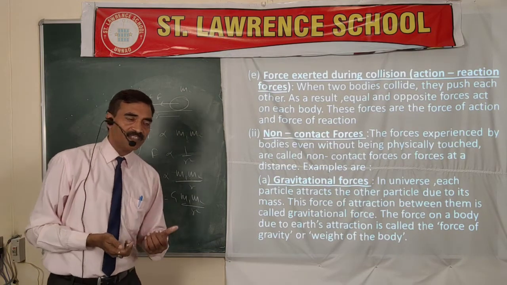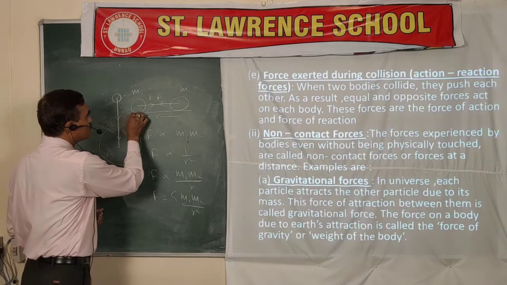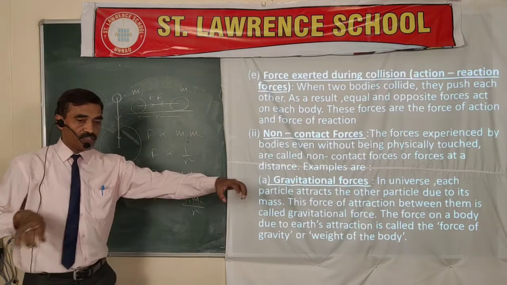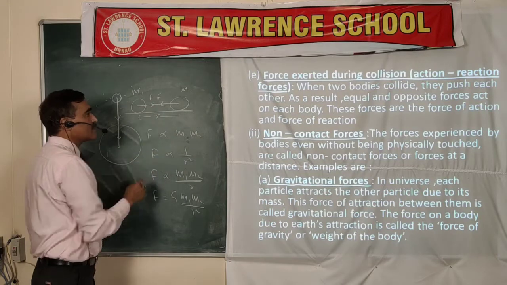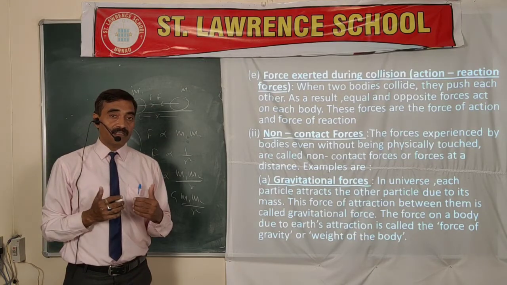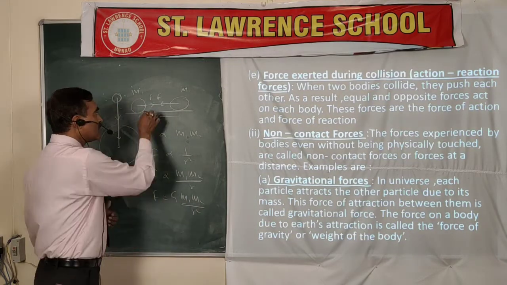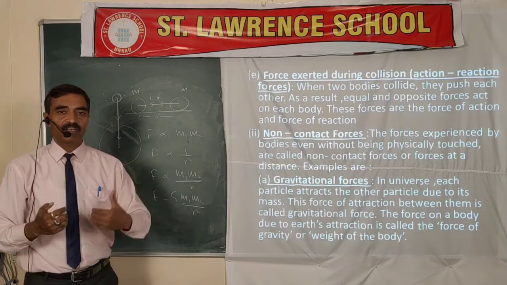Now one question arises in your mind: suppose two bodies are placed on the surface of Earth and they have masses. If they are attracting each other, they should move towards each other. Why are they not moving towards each other when they are attracting each other?